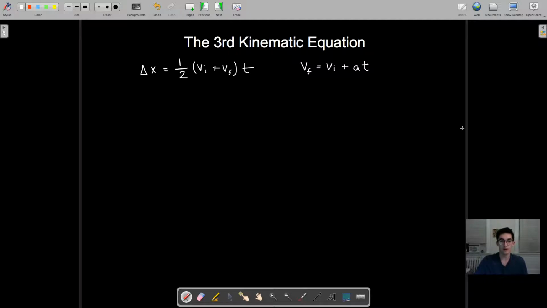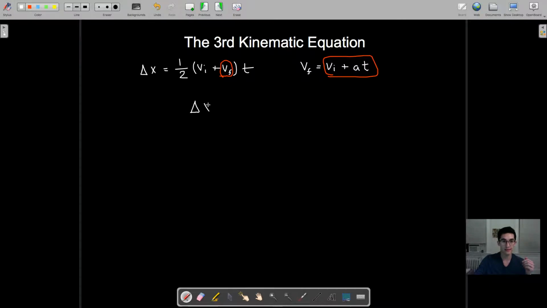Well, what we're going to do is try and eliminate final velocity in the first equation, okay? And what I mean by that is we're going to replace final velocity with this definition for final velocity. We know that final velocity is equal to initial velocity plus acceleration times time. So we're totally allowed to replace final velocity with v initial plus at because it's the same thing. So let's go ahead and do that and see what happens.